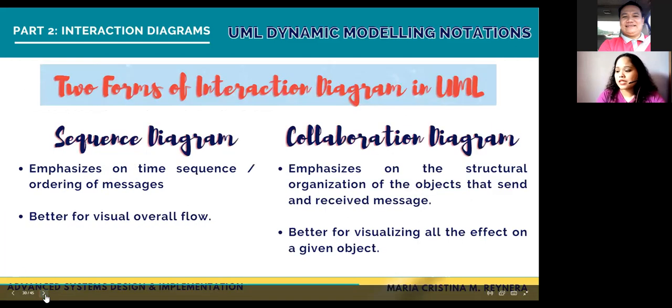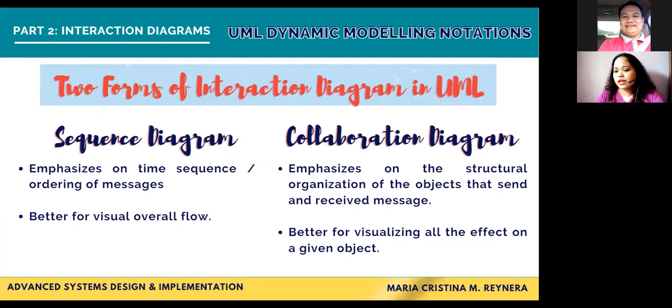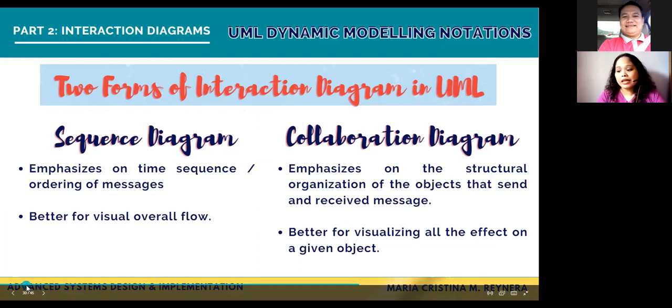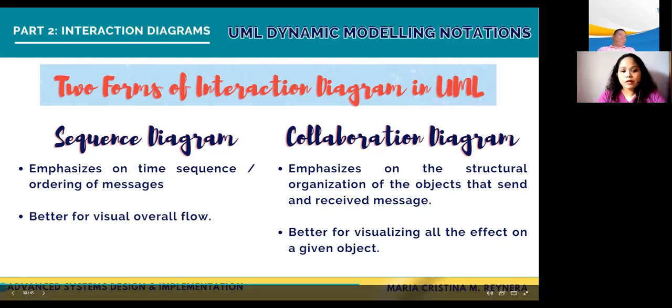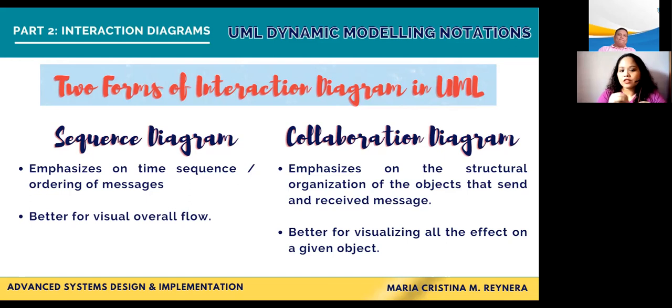We have the sequence diagram and the collaboration diagram. The sequence diagram emphasizes the timing and history of the objects. This diagram consists of a group of objects that are represented by lifelines. On the other hand, the collaboration diagram is the structural aspect of the interaction diagram, focusing on object architecture rather than the flow of messages. So that's how we describe those two.